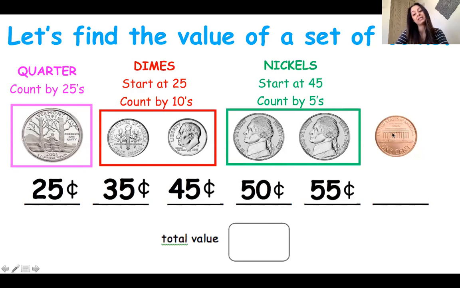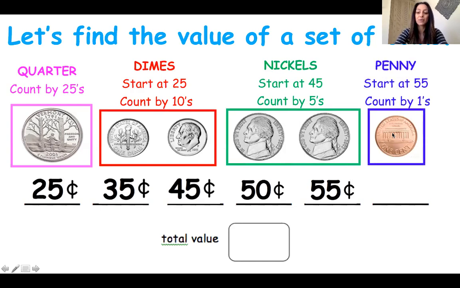Now the coin changes again to a penny. Pennies are worth 1 cent, so we count by ones starting at 55. 55 cents, 56 cents. So the total value of this set of coins is 56 cents.